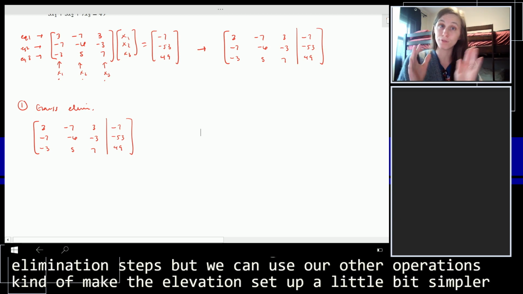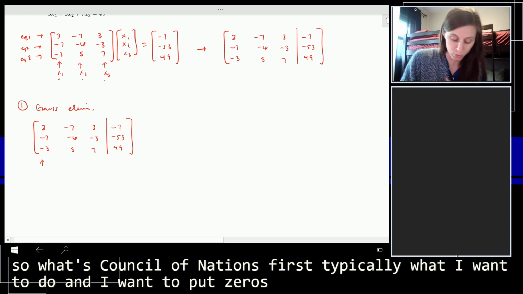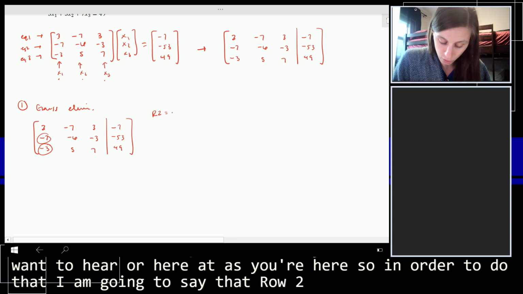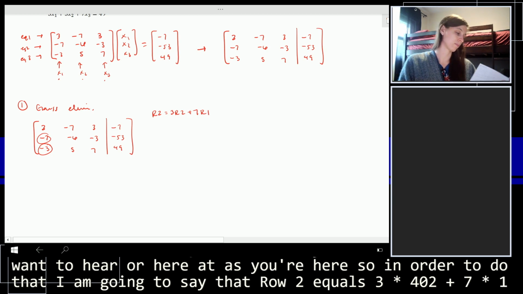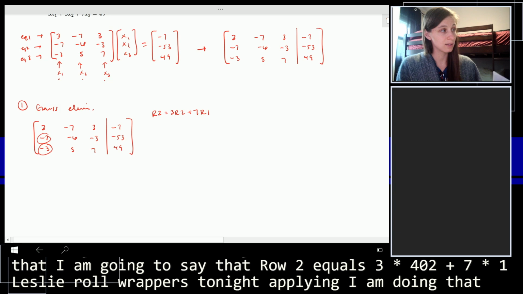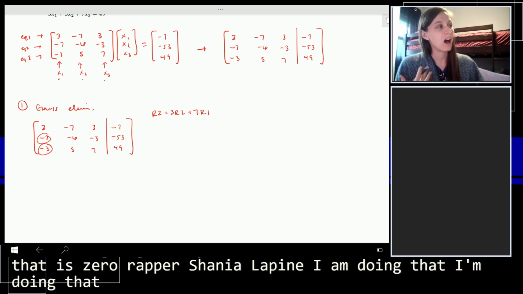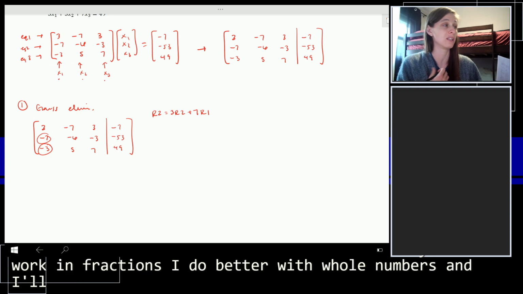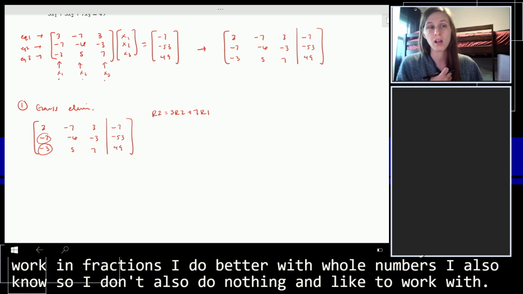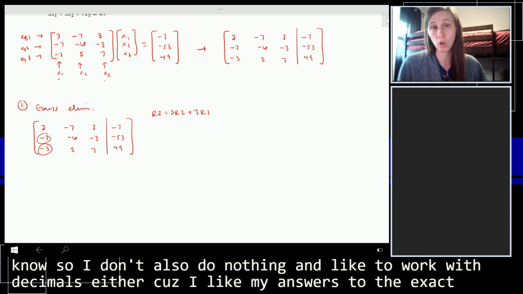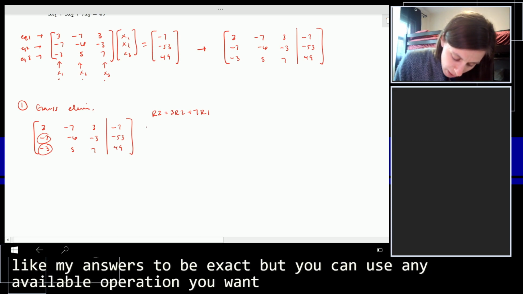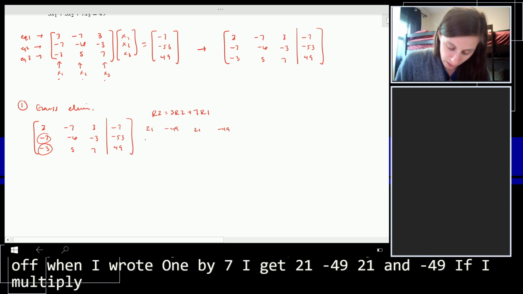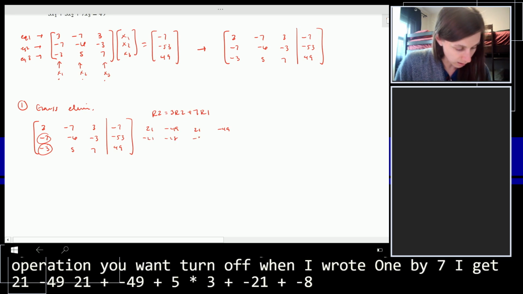Okay, so with Gauss elimination, first, typically what I want to do is put zeros in my first column. So I want a 0 here and a 0 here. So in order to do that, I am going to say that row 2 equals 3 times row 2 plus 7 times row 1. That is the row operation I am applying. I am doing that because I want to use whole numbers. You do not have to use whole numbers. I don't necessarily like to work in fractions. I do better with whole numbers. I don't necessarily like to work with decimals either, because I like my answers to be exact. But you can use any valid row operation you want. So if I multiply row 1 by 7, I get 21, negative 49, 21, and negative 49. If I multiply row 2 by 3, I get negative 21, negative 18, negative 9, and negative 159.